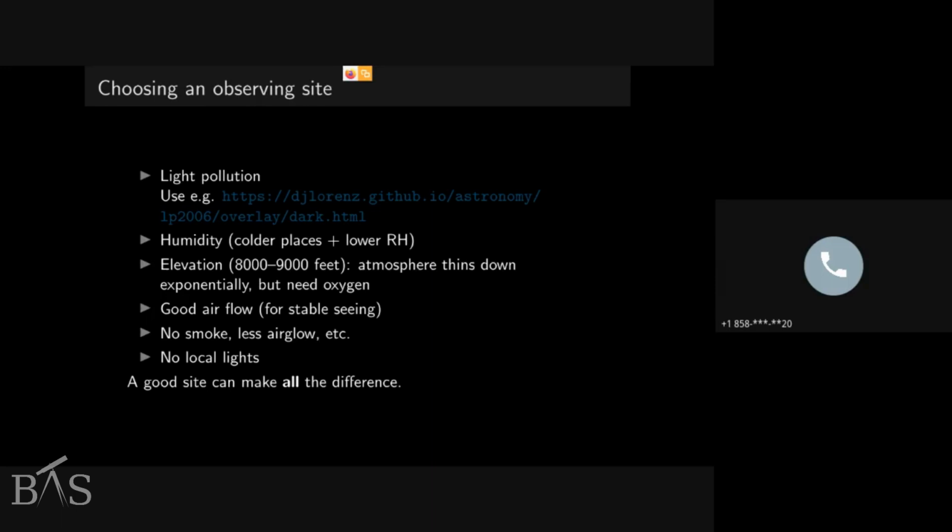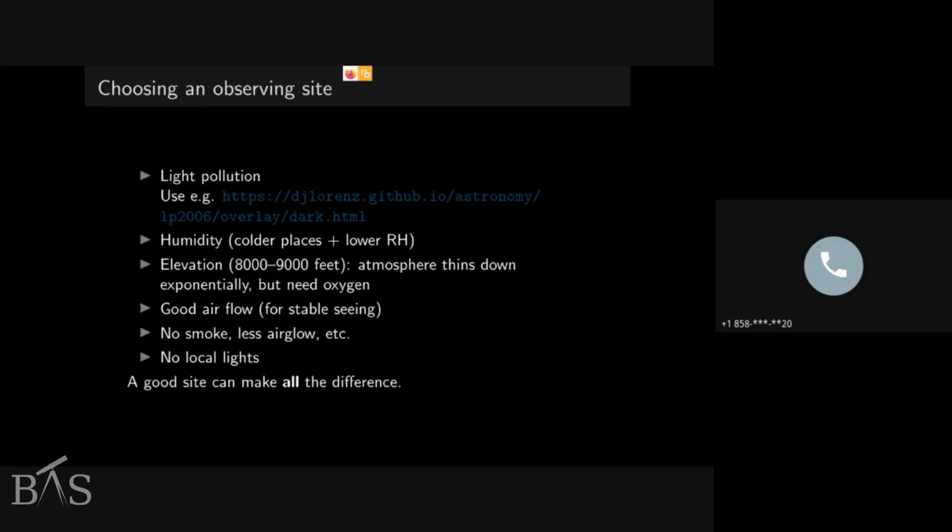The problem of going higher than 8,000, 9,000 feet is that you need oxygen. I am told that if you're above 9,000 feet, either you have to spend a lot of time acclimatizing or you have to breathe oxygen from a tank so that your brain is fully able to process all the information. The reason even a little bit of elevation helps a lot is because the atmosphere thins down exponentially. So the amount of dust, the density of the atmosphere itself, goes down very fast. So even a small amount of elevation will help.